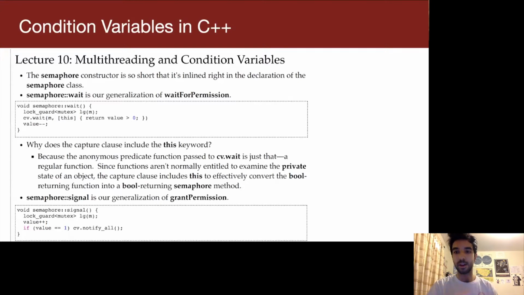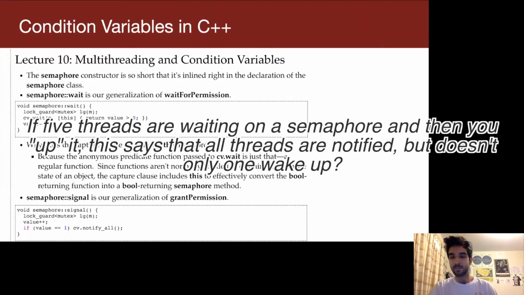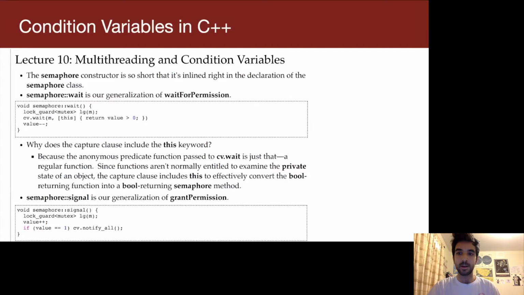So I just said a lot, and I totally expect there to be questions, because even if you didn't see this in 110 lecture recently, it might have been a while since you saw condition variables. So please, somebody ask a question about condition variables. Okay, so you're asking, why do we need to notify all?